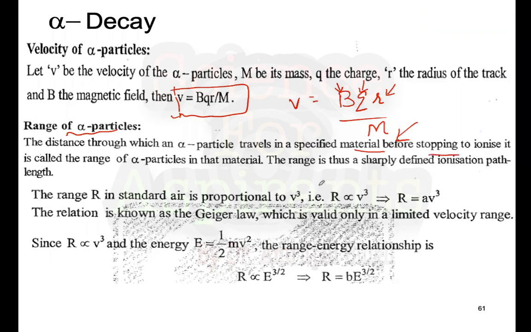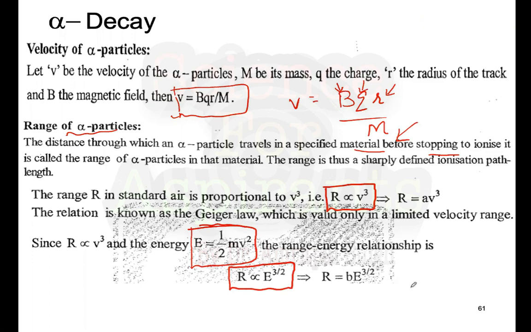The range of an alpha particle is directly proportional to its velocity, and this relation of range with velocity is known as the Geiger law. When we know the energy with which it is moving, that is the kinetic energy, the range of the particle can be compared with the kinetic energy. So these two relations can also be used numerically.